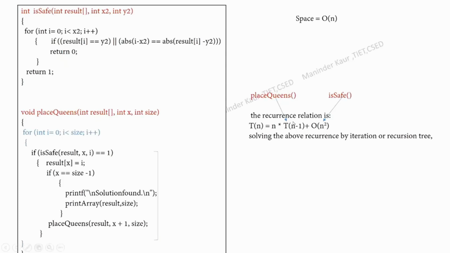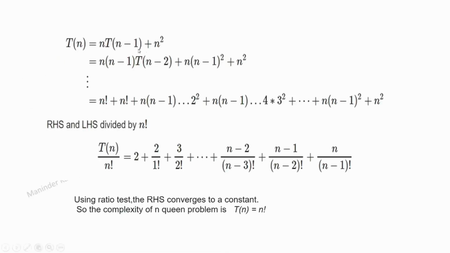The same can be solved either by the iteration method or the recursion tree method. This is the solution for solving the same using the iteration method. When you expand Tn minus 1 in terms of n minus 1, Tn minus 2 plus n minus 1 square and so on. Keep on expanding it, and at the last we get this result, and we divide both the sides by factorial of n. We get this value.